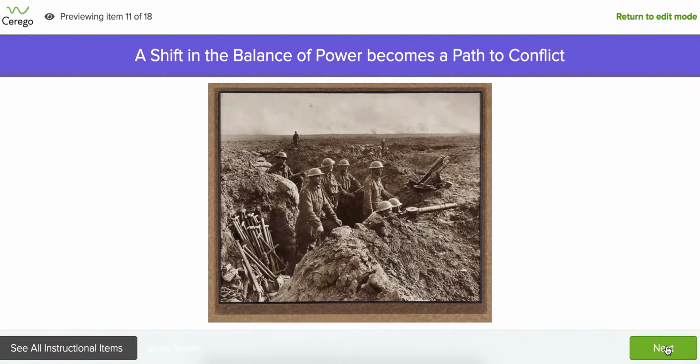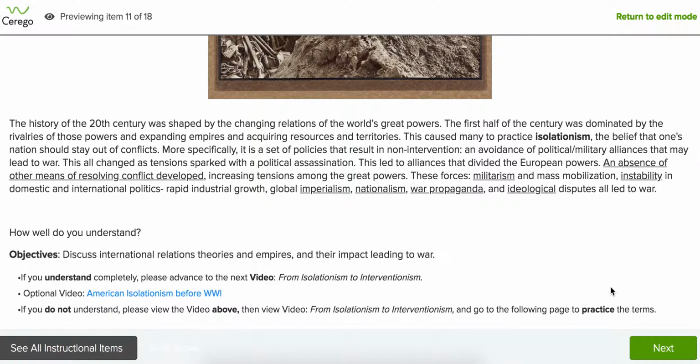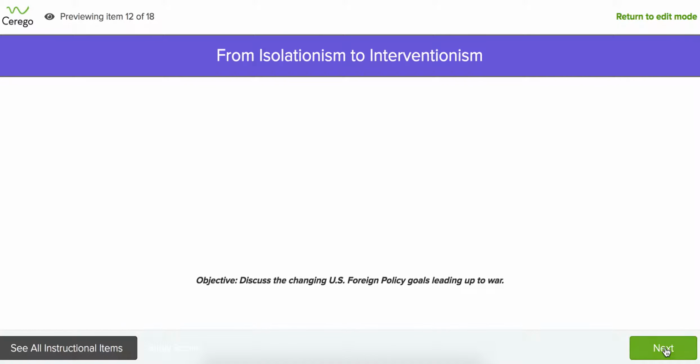And then it talks about a shift in the balance of power, and they're supposed to read this about isolationism to interventionism. There's a video here, and if they understand it, then they'll go to the video on the next page. If they don't, they watch the optional video, and then they go to the practice terms.